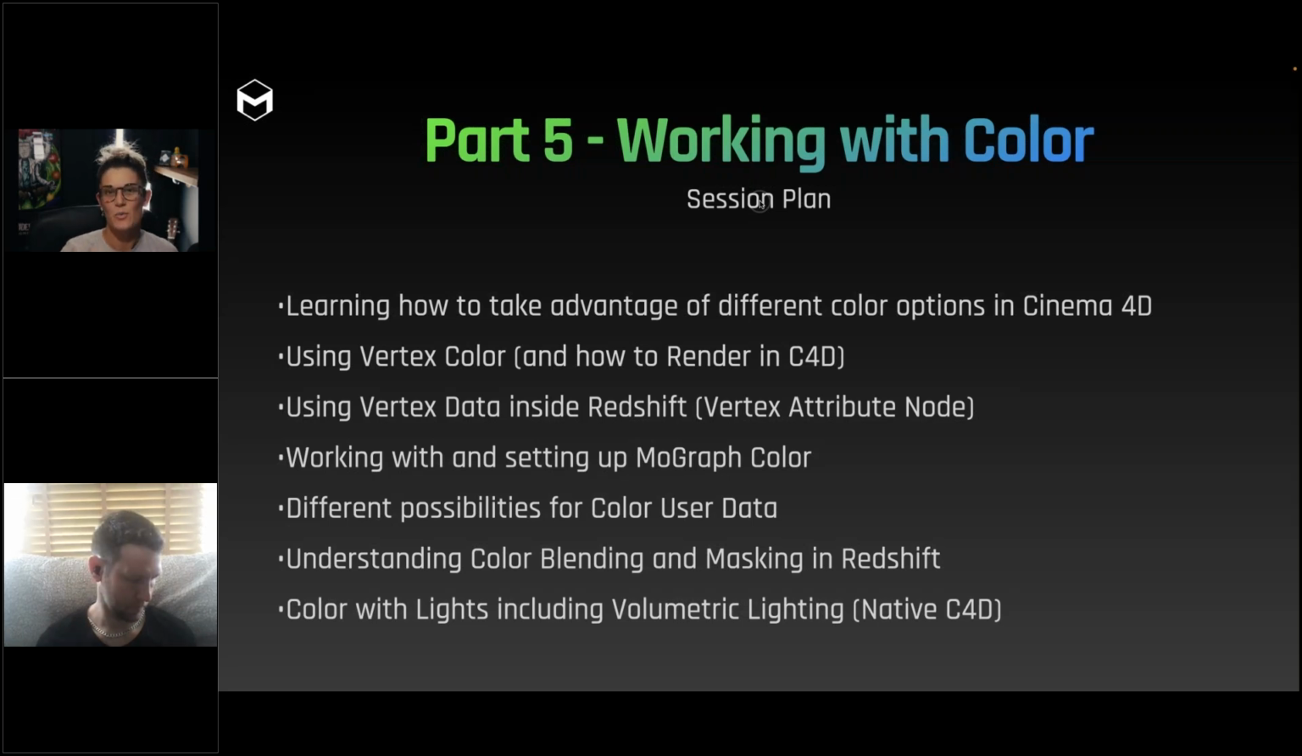And then, this is a bit of a last minute addition, we thought we'd also include coloring with lights. This is a topic we didn't initially think of, but when we're talking about working with color, we can paint with lights, and we can also include volumetric lighting and tint it to create different looking scenes, like underwater scenes. We'll be doing this in native Cinema as well, but if you want to see it inside of Redshift, just let us know. We can do that as well.